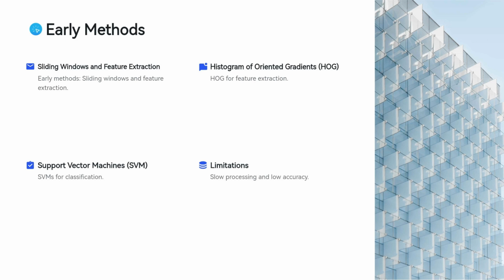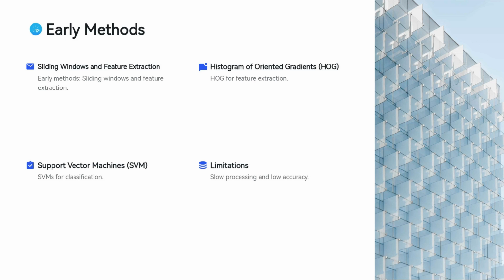HOG, histogram of oriented gradients, was a popular feature extraction method used in traditional object detection systems. HOG captures the structure of local gradients and is sensitive to object shapes, making it effective for pedestrian detection. After feature extraction, support vector machines, SVMs, were typically used to classify the object within the window. While these methods worked in certain scenarios, they were slow and computationally expensive. Furthermore, the reliance on handcrafted features and the sliding window approach limited their accuracy and scalability, especially for complex or dynamic environments.